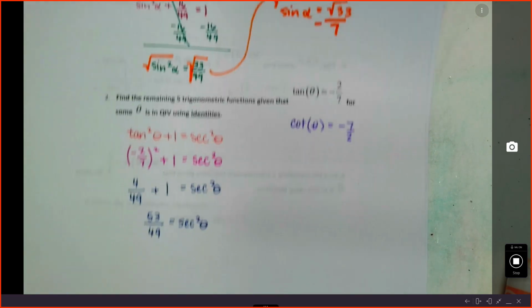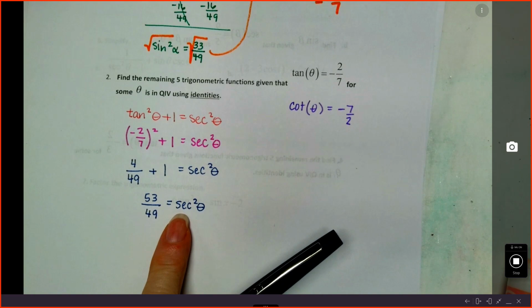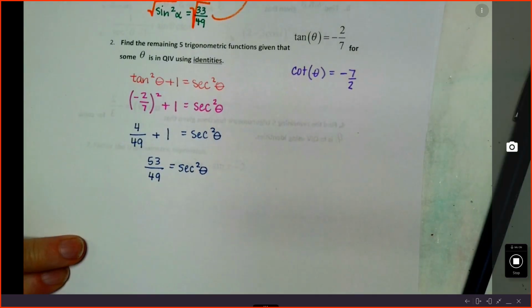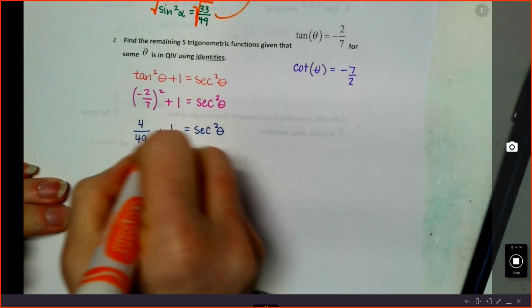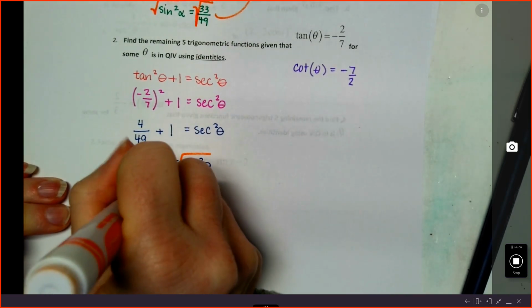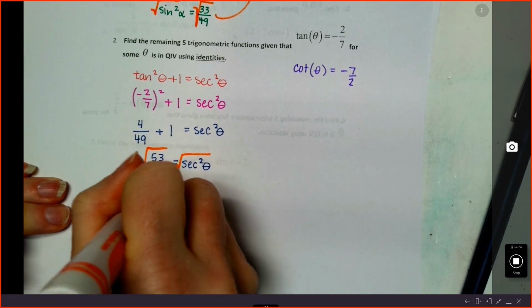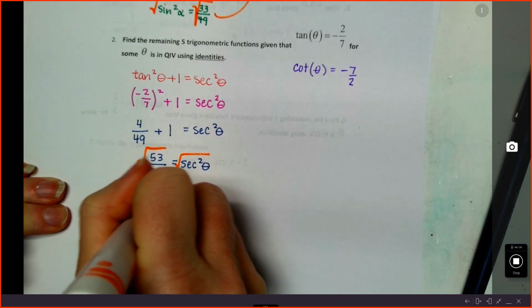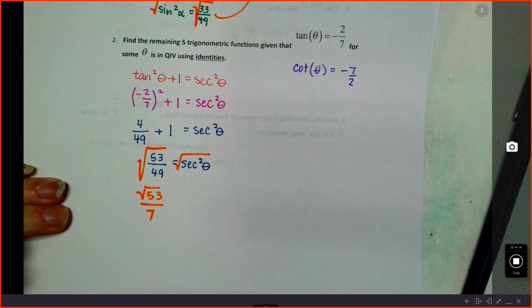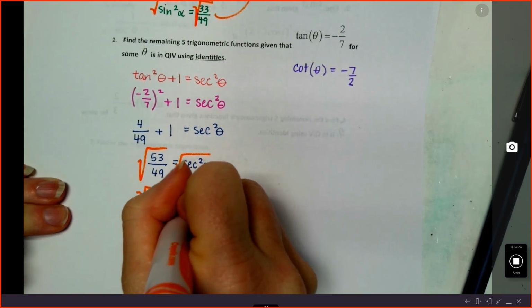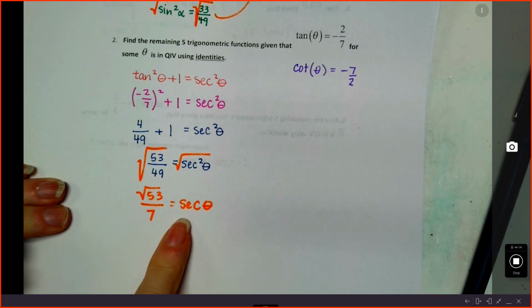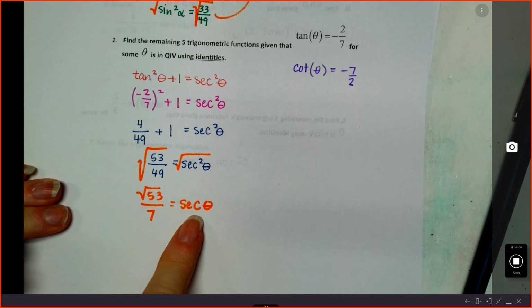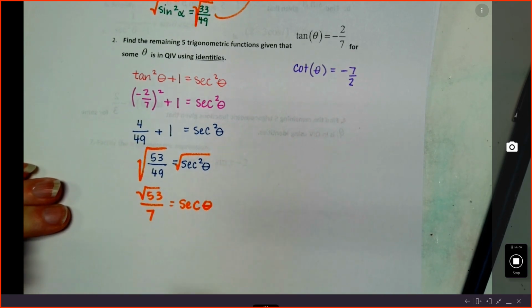So just a lot like the one above it, I've got secant squared now, so I just have to take the square root. And again, 49 is a perfect square, but 53 is not. 53 is prime, so I can just do square root of 53 over 7 equals secant theta. Now we need to know if it's positive or negative. Well, I'm in quadrant 4, and secant goes with cosine, and cosine is positive, so secant's going to be positive.